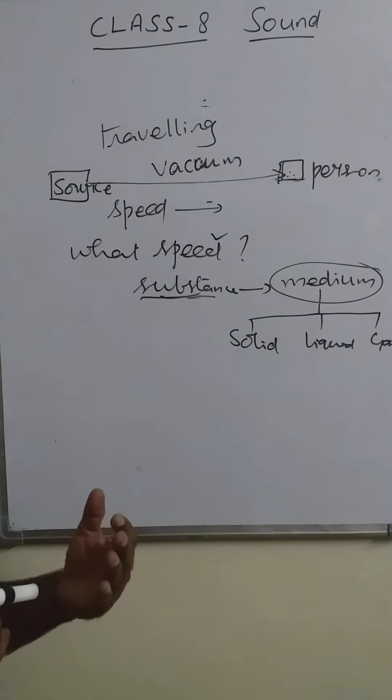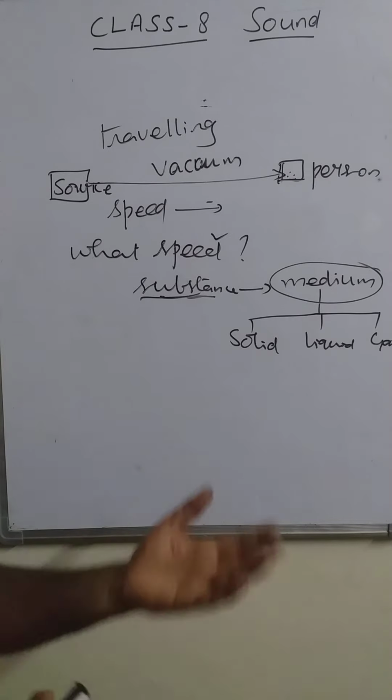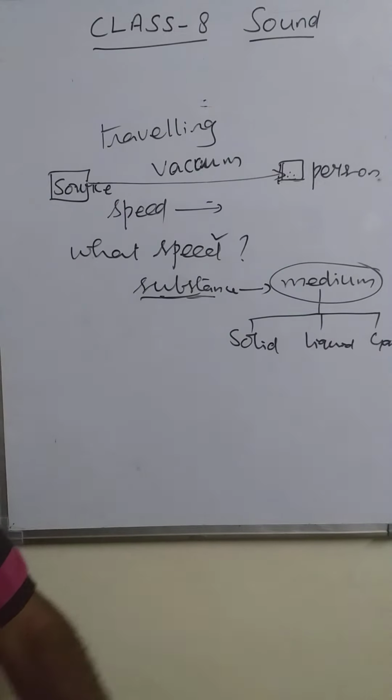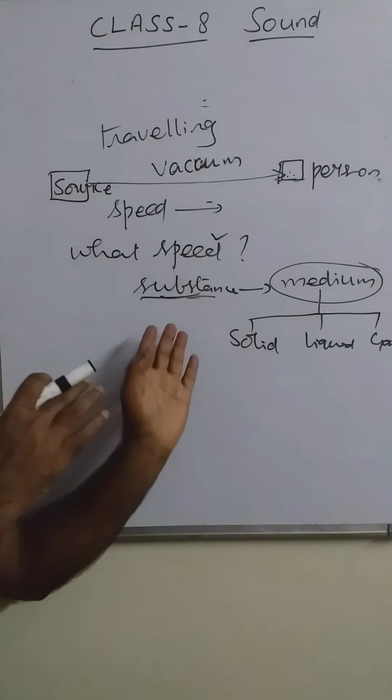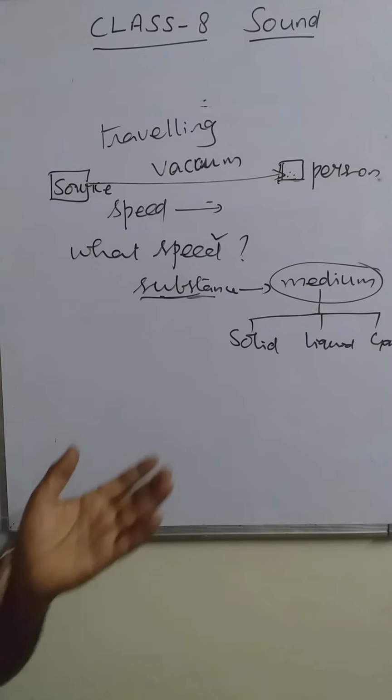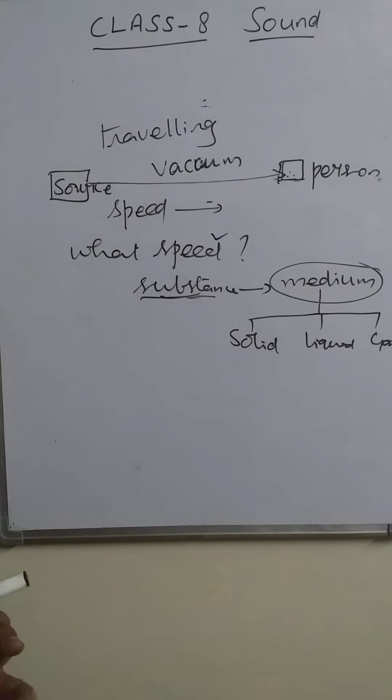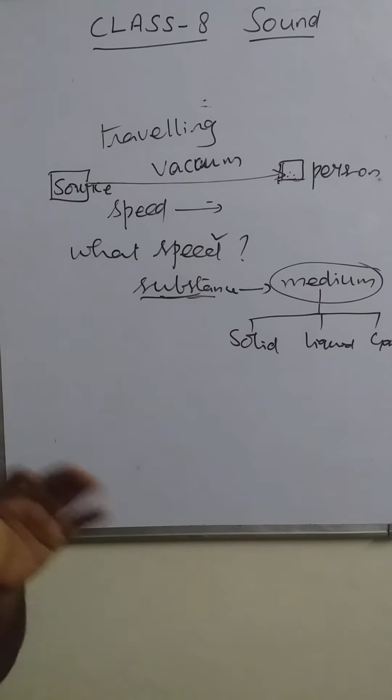Then how can we show that through vacuum it cannot travel? And with what speed does the sound travel from one place to another place? That we'll discuss in the next session.